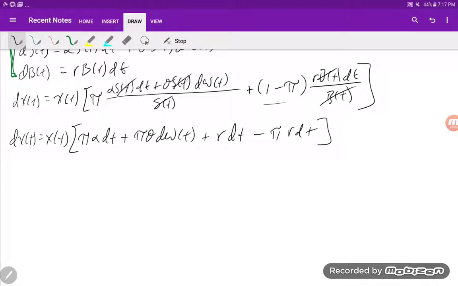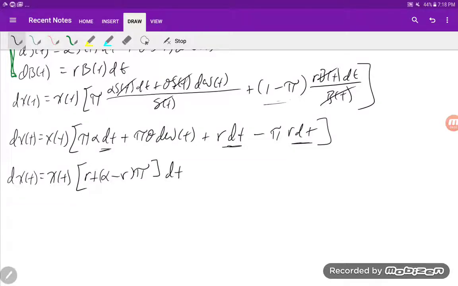All right, let's keep moving along. dxt then becomes xt, and then we have a lot of things here that simplify. We have three like terms here. Bringing those all together, we can factor out a dt from those, and we are left with r plus alpha minus r, and then alpha minus r has a pi attached to it. That factors out of that as well.